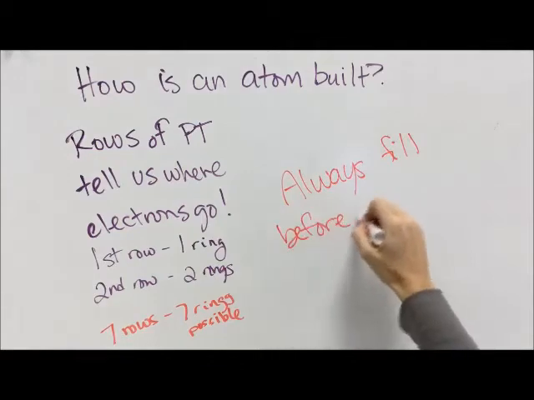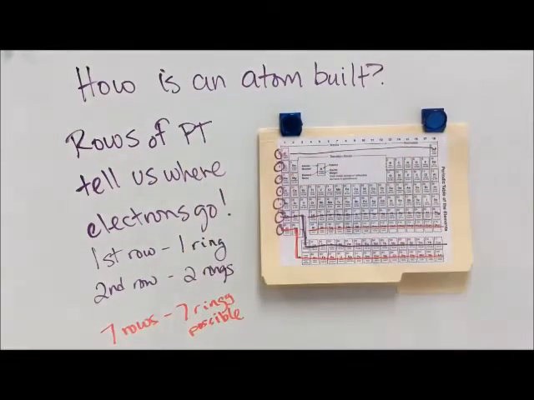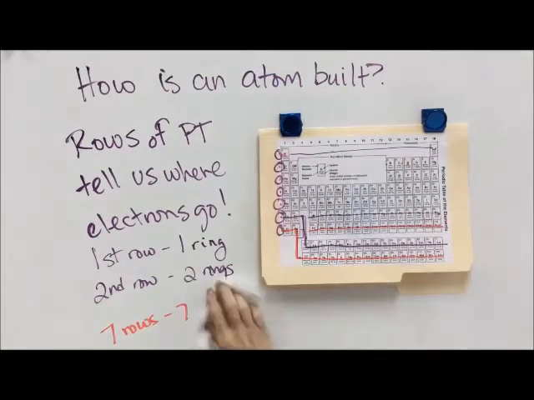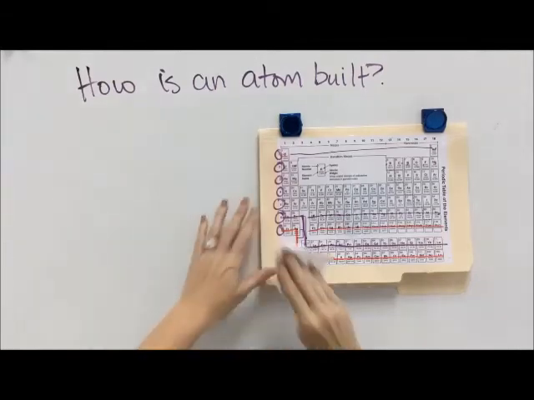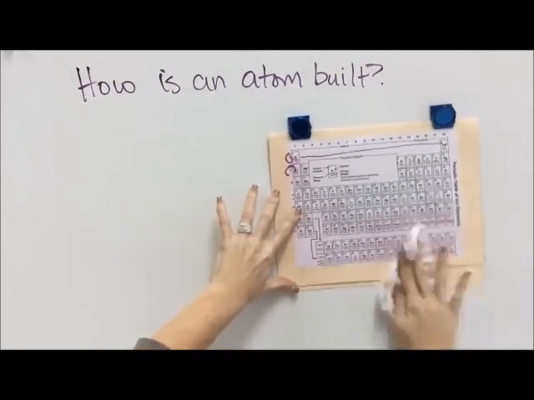But we always need to fill the first ring before adding another one. And then we fill the second before adding a third. And then we fill the third before adding the fourth. So let's look at how that works out.